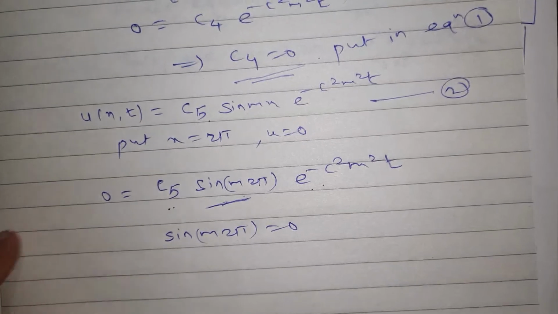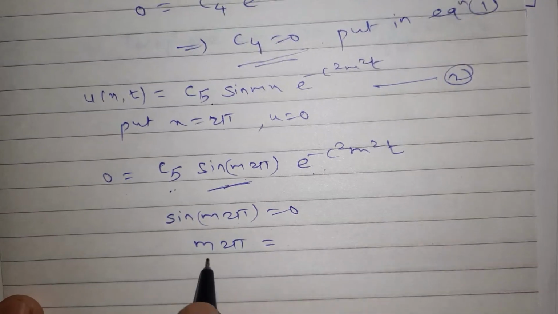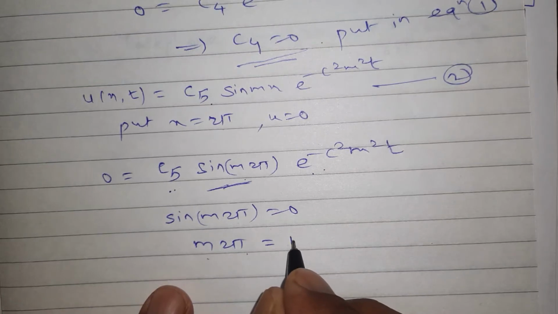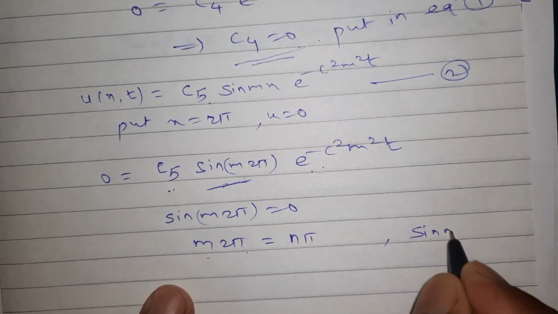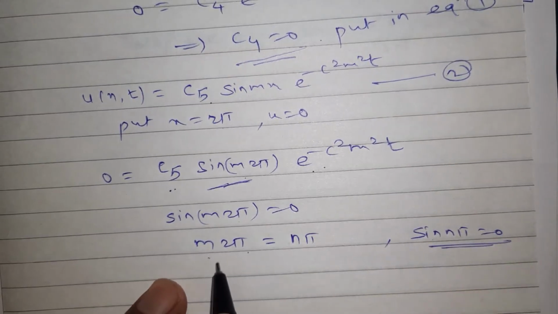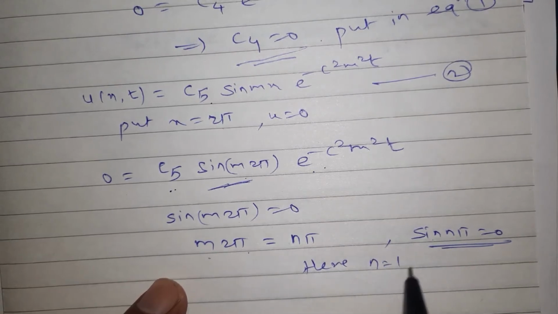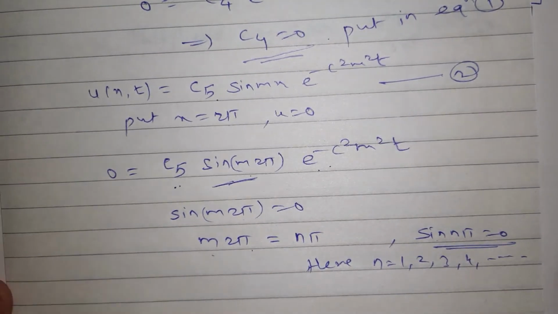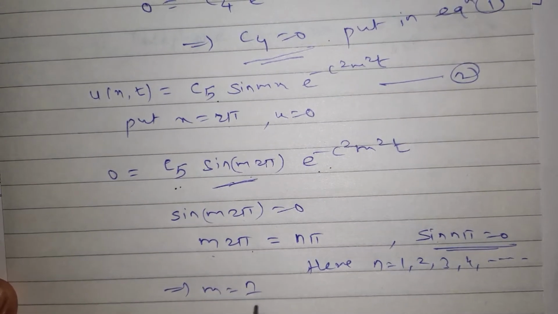Right? Now will you tell me, sine is 0 for which angle? Because I have to find the value of m 2 pi. Sine is 0 for pi, 2 pi, 3 pi, 4 pi. So I take n pi. I know that sine n pi is 0. Correct? So here you may take n equal to 1, 2, 3, 4, 5, anything. Clearly, here pi gets cancelled. What is the value of m? m is equal to n upon 2.